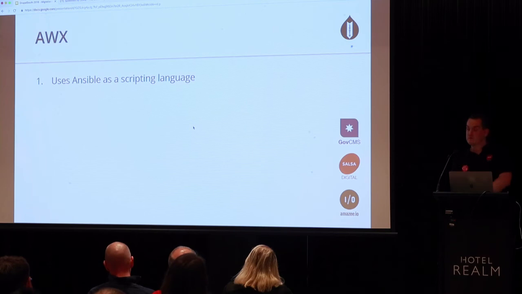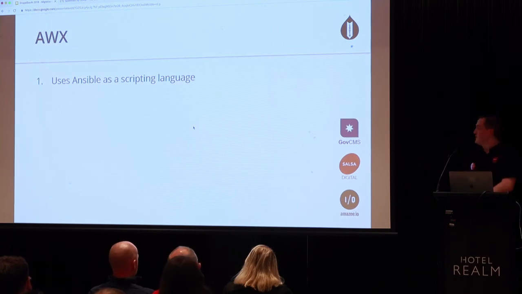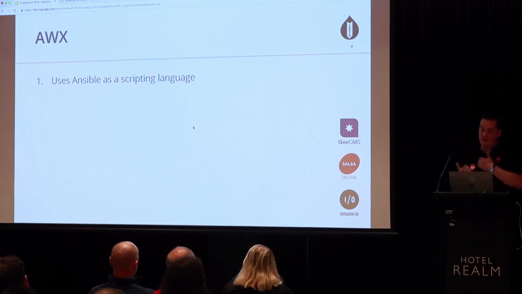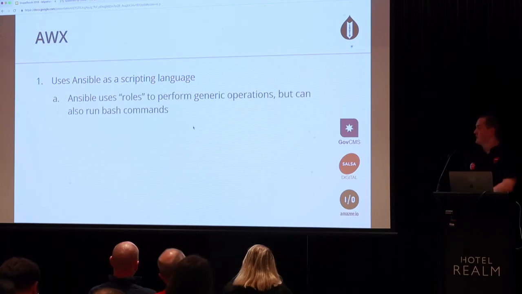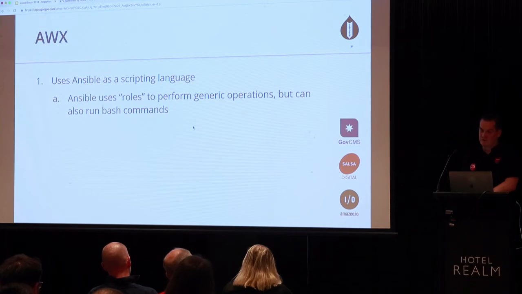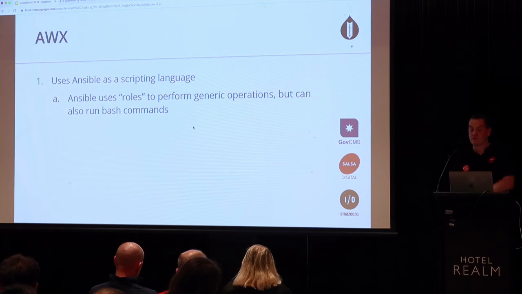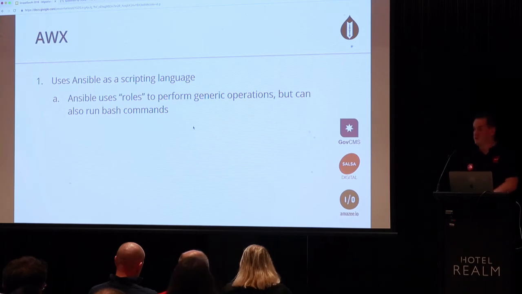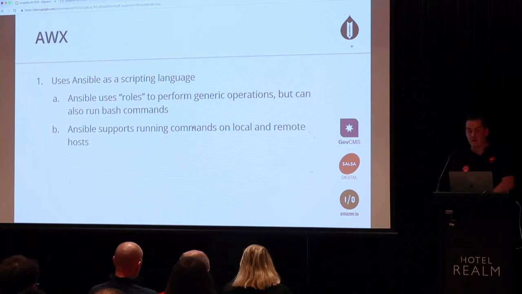So yeah, enter AWX. I just have to speed up. AWX is a tool that has a front-end, like a UI, and uses Ansible scripting language, which, for those of you who don't know what Ansible is, is basically something that's used by DevOps to run scripts and provision servers. It uses some roles that have generic operations that work across different operating systems, but can also run bash commands if we needed to. And it allowed us to run commands on local and remote environments without too much fiddling.